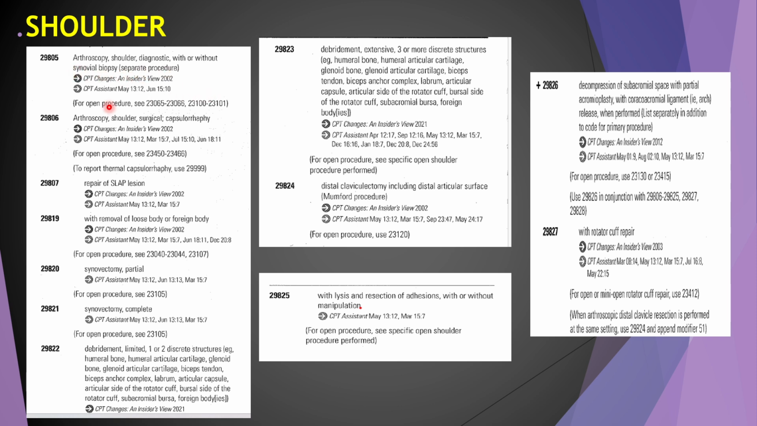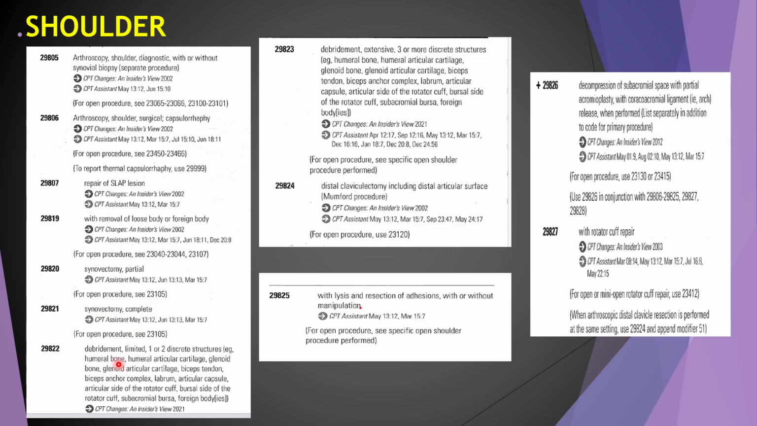Similarly, we have to read like that: arthroscopic shoulder diagnostic with or without synovial biopsy, 29806 and 29807, that is repair of SLAP lesion, 29819, that is removal of loose body or foreign body, open. We have to see that procedure. So along with these procedures, we have to see the parenthetical note also. Okay, and arthroscopic shoulder 29820, that is synovectomy partial, and for synovectomy complete.